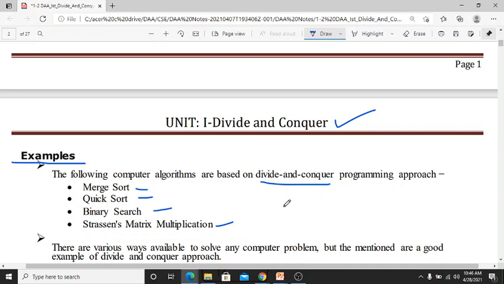So the best examples for divide and conquer are merge sort, quick sort, selection sort, binary search, Strassen's matrix multiplication, and recursively finding maximum and minimum. These are all the topics best suited for divide and conquer.